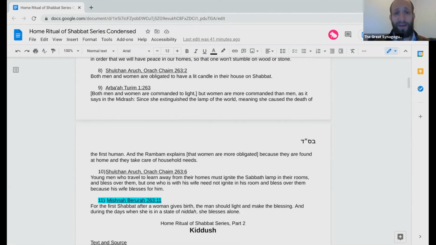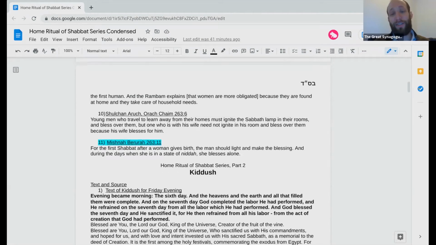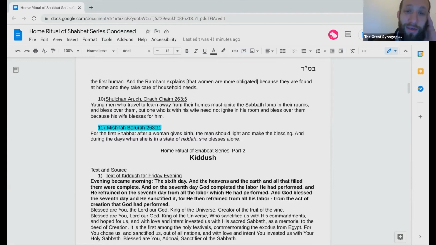Okay, and finally, I want to go to the last source, just because I think it's a really interesting source. This is the later source, the Mishnah Berurah. What he says here is, for the first Shabbat after a woman gives birth, the man should light and make the blessing. And during the days when she is in a state of nidah, she blesses alone. I actually don't know if these two things are commonly practiced, but I think there's something really important revealed in this. That's why I find this source so interesting.